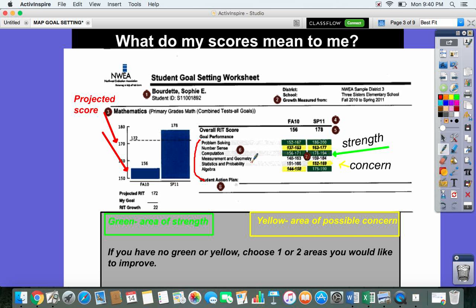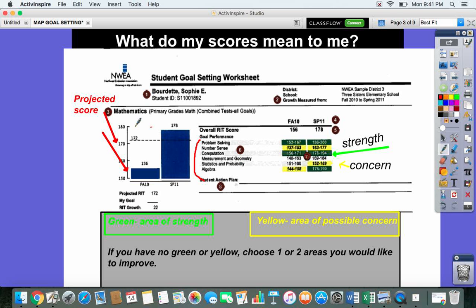So what I'd like for you to do is take a look at your worksheet that the sub handed out for you. And what I want you to understand is that on your worksheet where you see green highlighting, that says that those specific areas are strengths for you. And if you have any areas that are highlighted in yellow, that means that it's a possible area of concern.